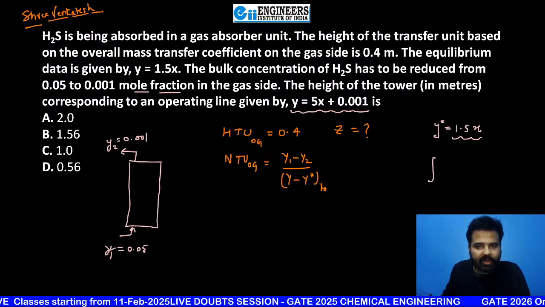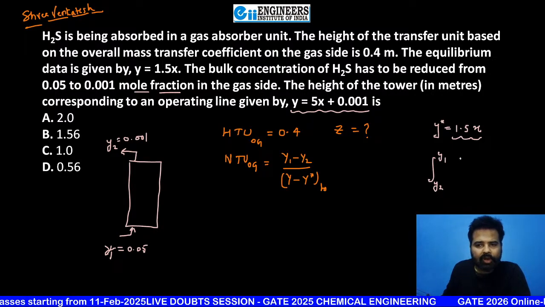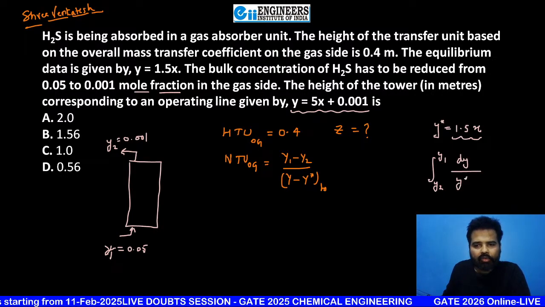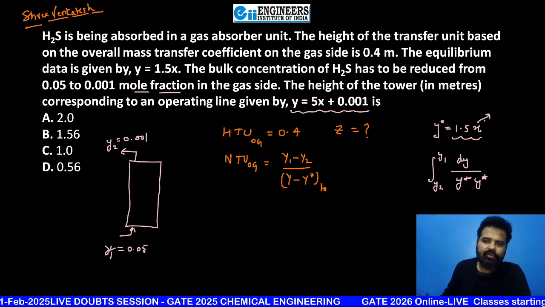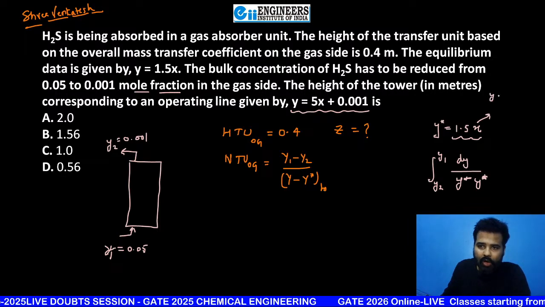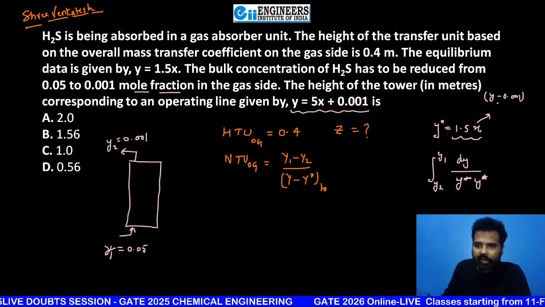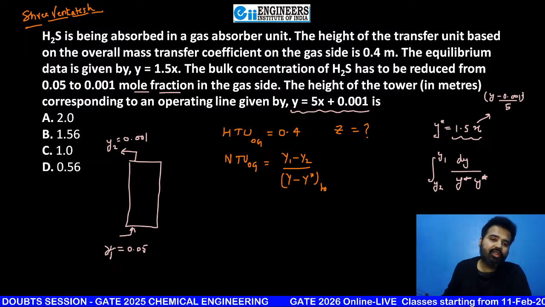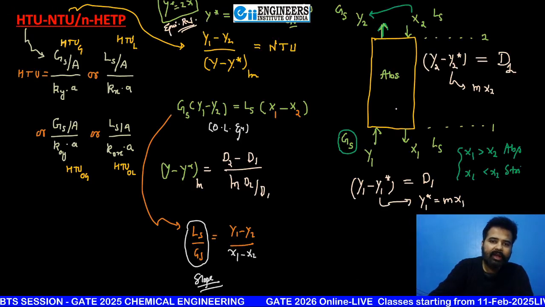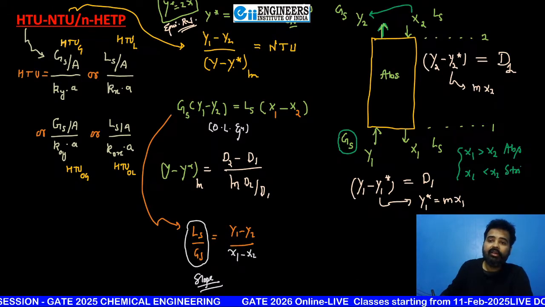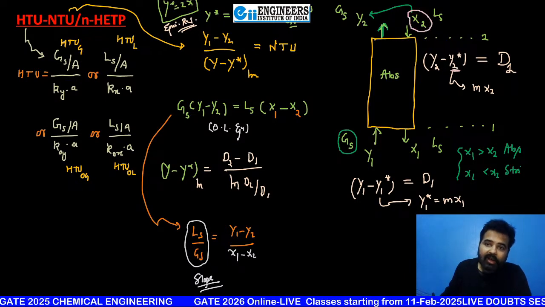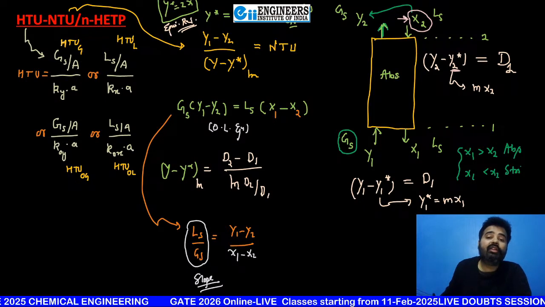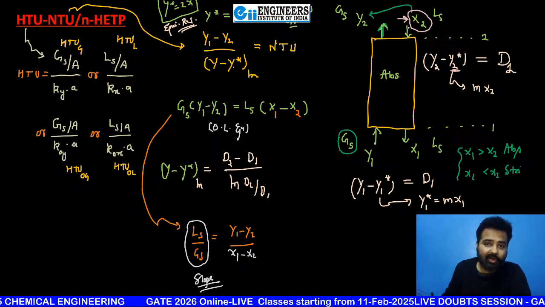And if you are calculating in this way, just write like this: integration from y2 to y1 of dy upon (y minus y star). So your y star is what? Y star is 1.5x, and instead of this x you have to put x equals (y minus 0.001) by 5. Sir, why are you using this? See, in this numerical, beta, I had done the same thing, na. Y2 minus y2 star, from where I am writing this y2 star here, with the help of this x, na, and this x is the real x. Real x happens where? On the operating line. The operating line will give you the real values, na.